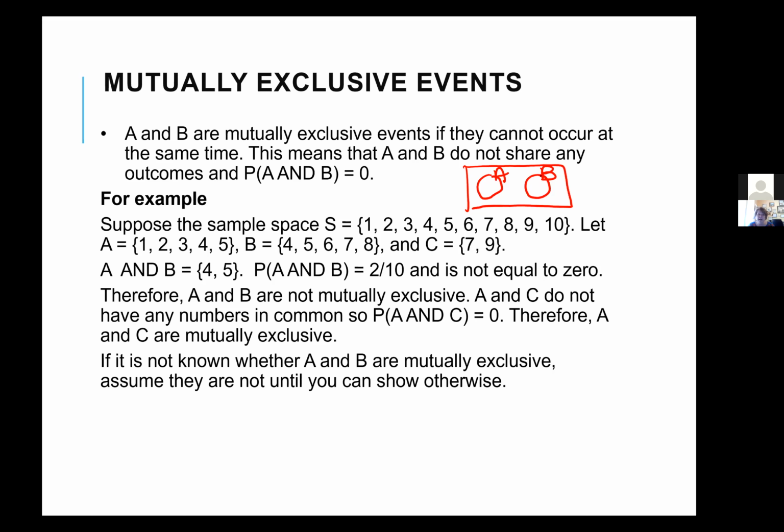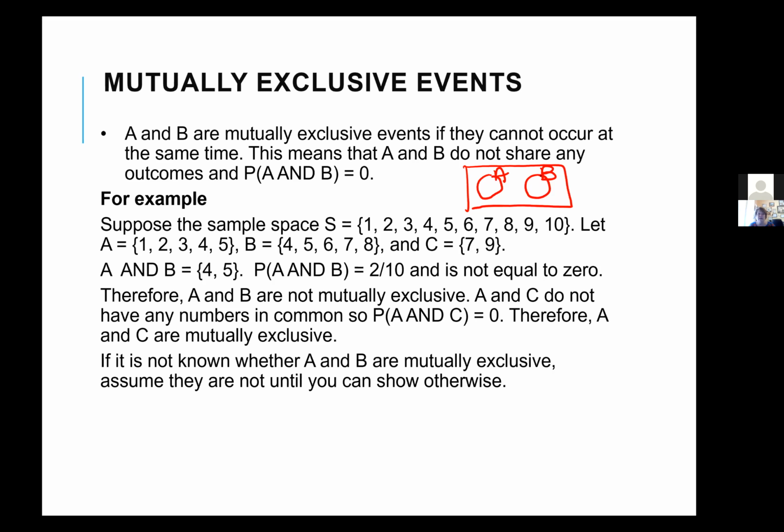Now, A and C are mutually exclusive events. Event A is getting a 1 through 5. Event C is getting a 7 or 9. A and C do not share any elements in common. Since they don't share any elements in common, there's no overlap of these two events, then the probability of A and C occurring at the same time is 0. So events A and C are mutually exclusive.